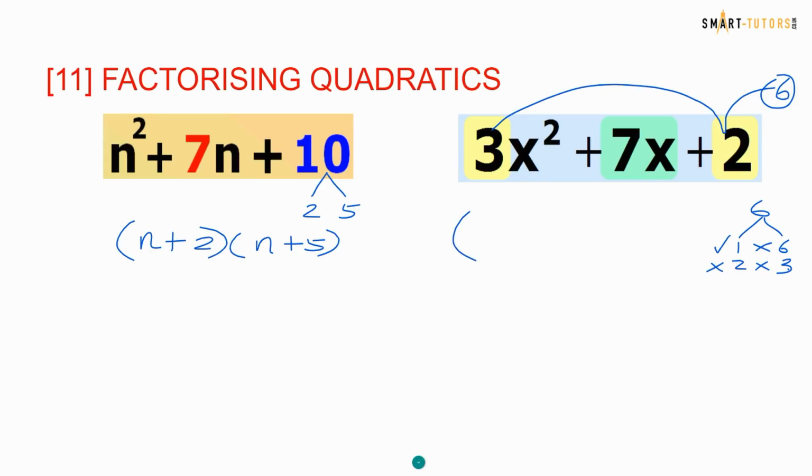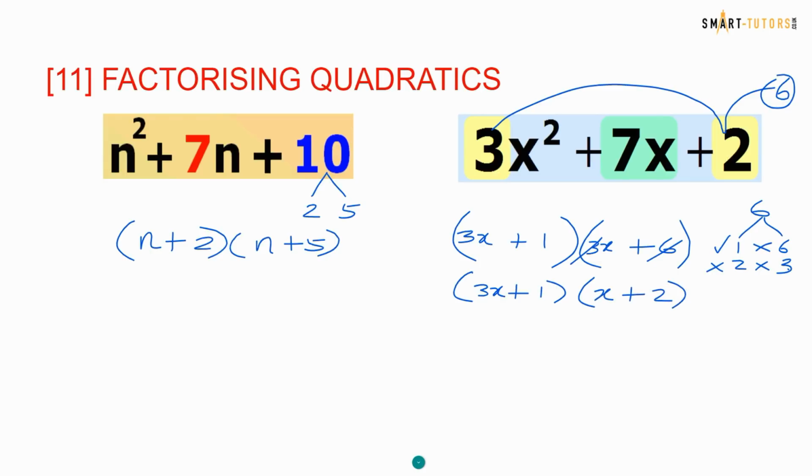So the easiest way to do it is to put 2 brackets. 3x squared is the question starting, so you start with 3x here, 3x here. The perfect factors are 1 and 6, so you need to put plus 1 and plus 6. Then check both brackets. If they can simplify, you have to simplify. So 3x plus 1 cannot simplify, so 3x plus 1. Then the second bracket, 3x plus 6, can be simplified by dividing both by 3. So x plus 2, since 6 divided by 3 is 2. So that is the answer for the second sample question.